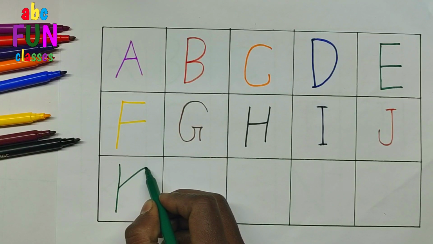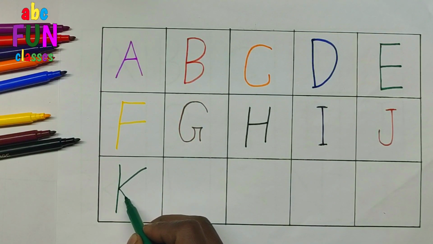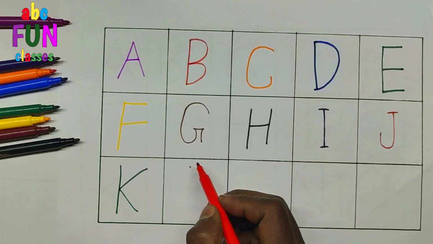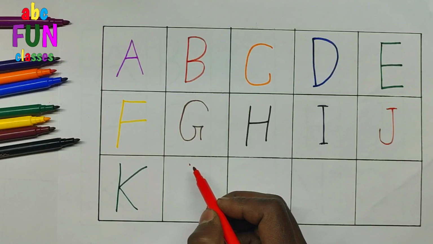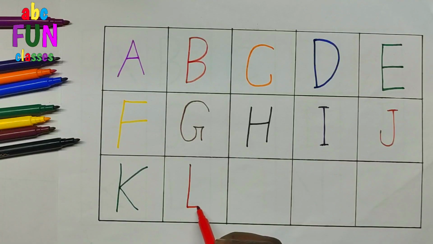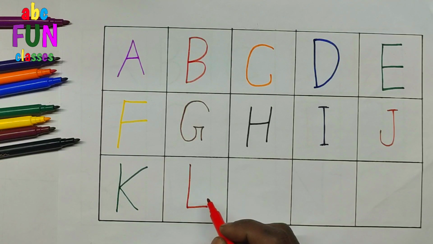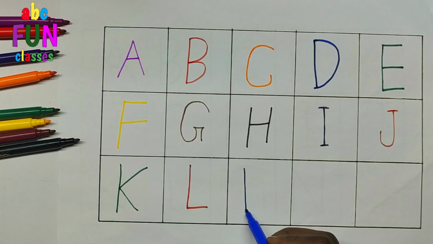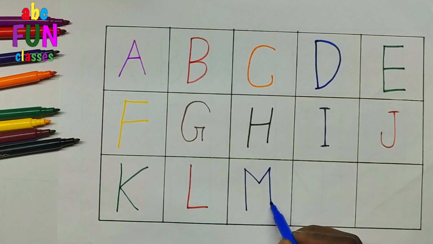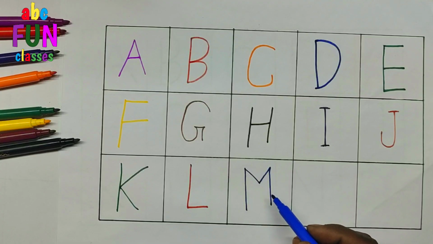K for king, K for king. L for lion, L for lion. M for monkey, M for monkey.